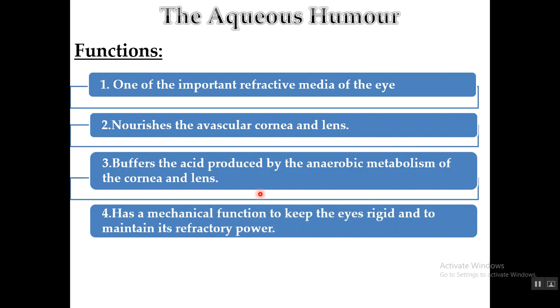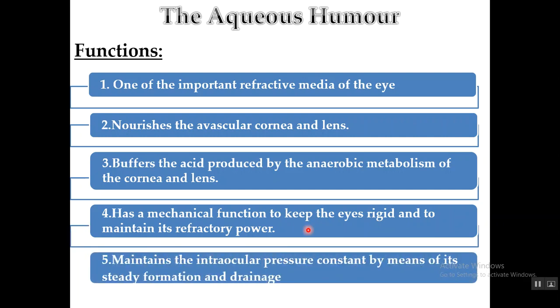Number four, it has a mechanical function. It keeps the eyeball rigid to maintain its refractive power. And finally, it maintains the intraocular pressure constant by means of continuous, sustained formation and sustained drainage. The balance between the drainage and formation is responsible for the formation of what is called IOP, or intraocular pressure.